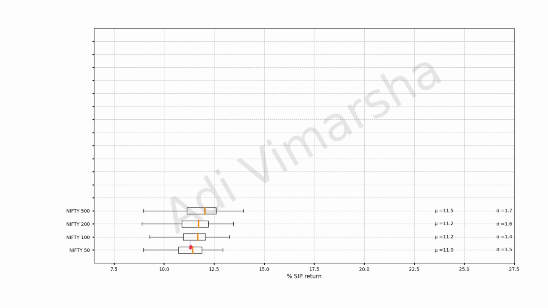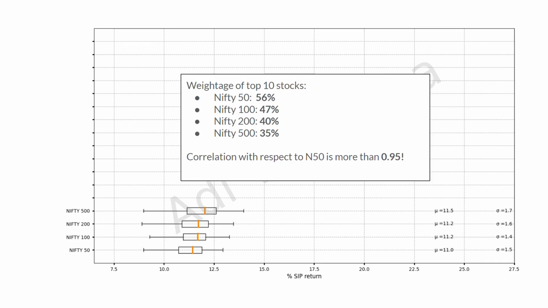If you compare these four indices, more or less they are giving the same return in the range of 11 to 11.5%, and more or less their standard deviation is at the same levels. The reason for this similar performance is because the top stocks in all the indices are highly skewed.